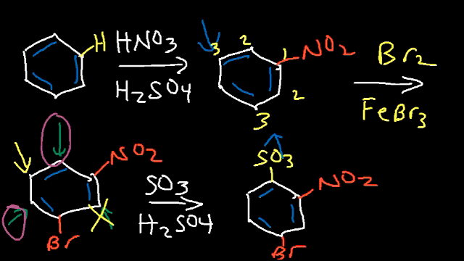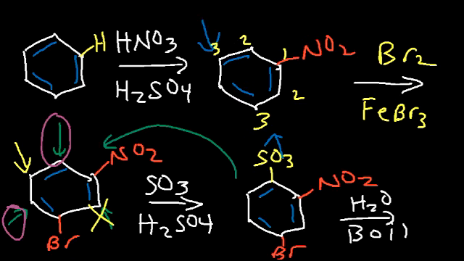Now what's going to happen if I add H3O+ or just water, just boiling water? If you add boiling water, desulfonation can occur. So this reaction will go back this way. The SO3 will leave as SO3 gas if you boil it in water. So that's how you can remove an SO3 group if you need to.